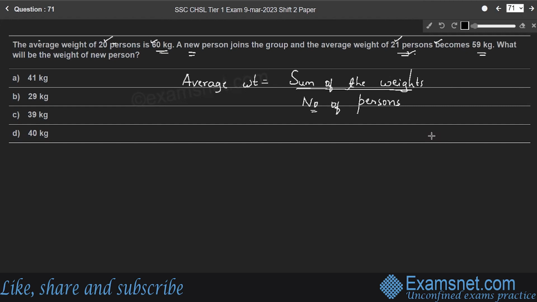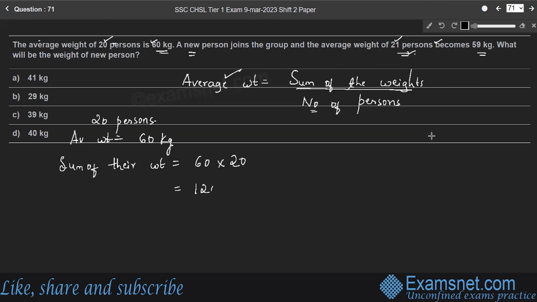Therefore, we'll consider 20 persons and their average weight. So, average weight is 60 kg. Therefore, sum of their weight, that means sum of the weights of 20 persons is equal to, by the formula, average weight 60 into number of persons, which is 20. So, which is 1200 kg is the sum of the weights of 20 persons.